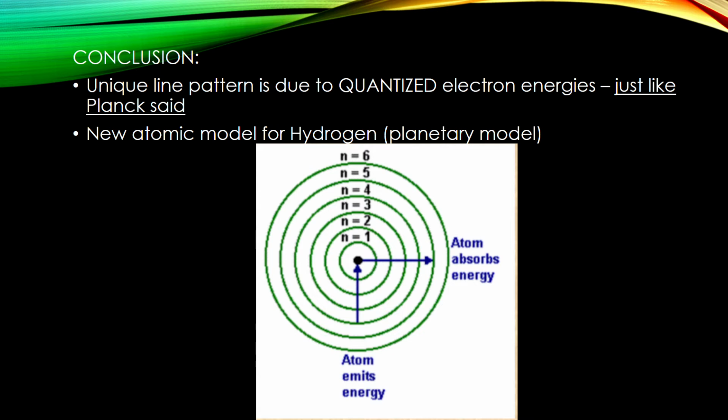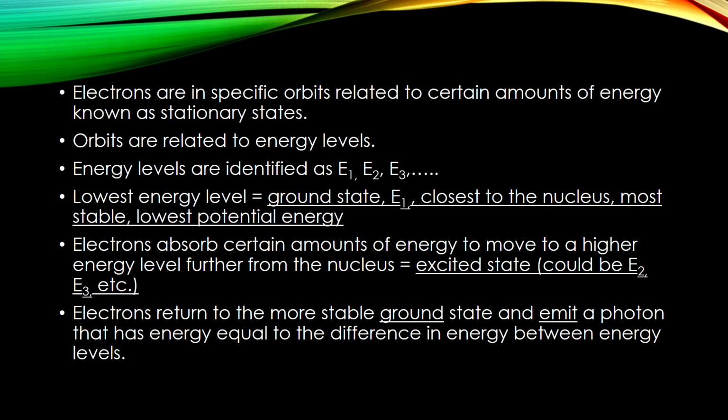Just like what Planck was saying, he was able to relate those ideas. As the electron absorbed energy, it moved out, and as it emitted energy, it fell back down. So here was the new model for hydrogen, like I said, the planetary model. He said that electrons are in very specific orbits related to certain amounts of energy. These orbits are related to the energy levels, and we'll talk about energy levels in a second.